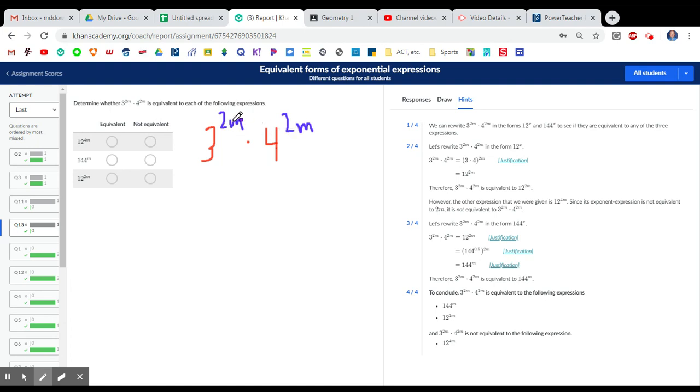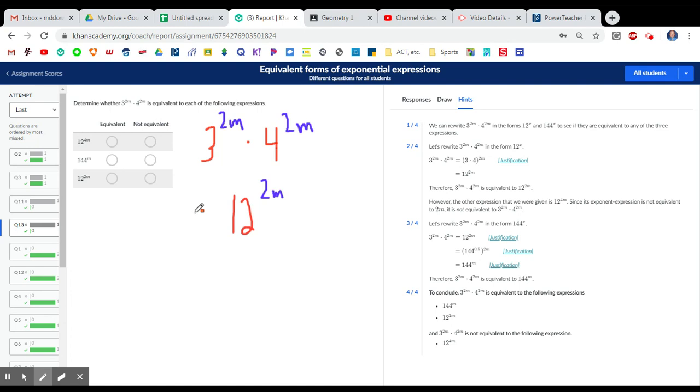Since the blues are the same, we can rewrite this problem as 12 to the 2m. Why is it 12? Simply because 4 times 3 is 12, right? We just have to do the math for what was on the bottom. So we rewrote this as 12 to the 2m.